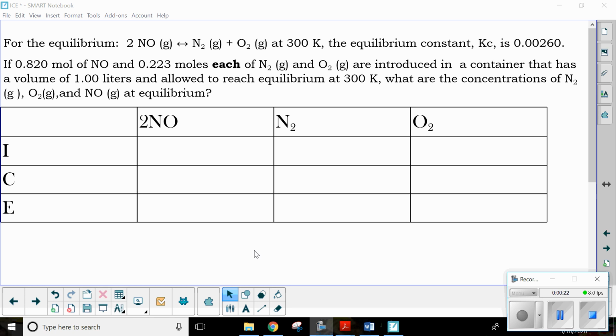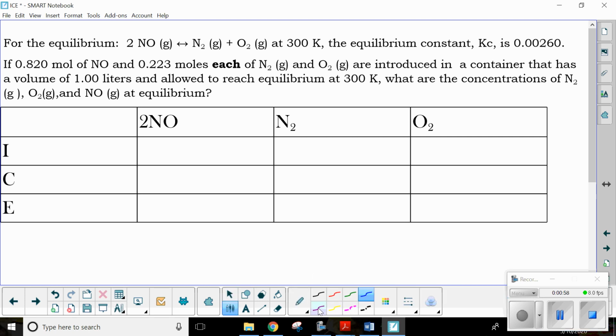reaction. So for the equilibrium of 2 NO is in equilibrium with nitrogen gas and oxygen gas at 300 Kelvin, the equilibrium constant is 0.00260. If 0.820 moles of NO and 0.223 moles each of nitrogen and oxygen are introduced in a container that has a volume of 1 liter and allowed to reach equilibrium at 300 K, what are the concentrations of N2, O2, and NO at equilibrium? Okay, so you see here I've already got my ice table set up.